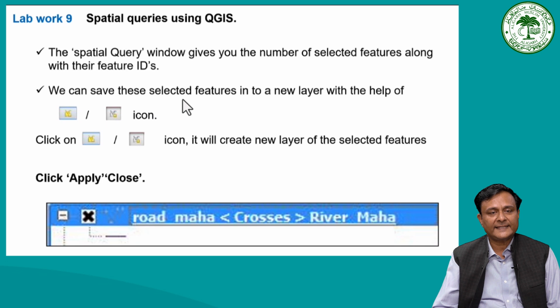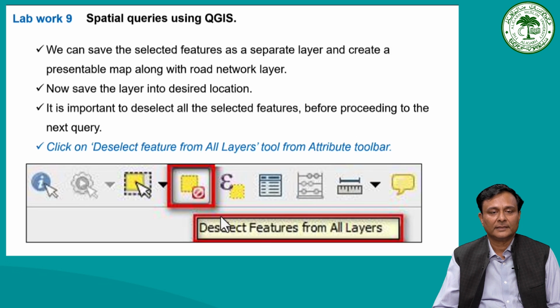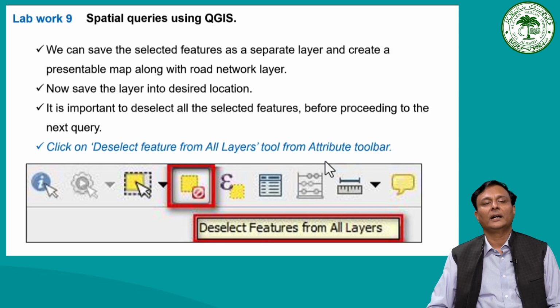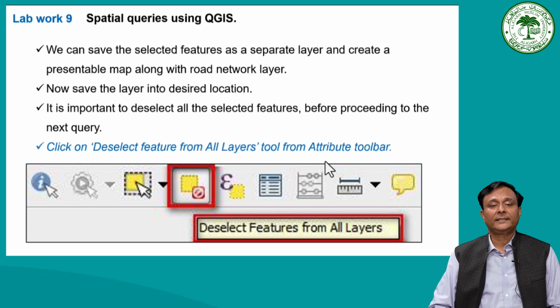Now we can save these selected features to a new layer with the help of these icons. If we select any of these icons, we will create a new layer. So here it will appear as Road Maharashtra crosses River Maharashtra, and we will select it, and when we click apply and close, then a new data layer would be with us. So when we click apply, this will come up.